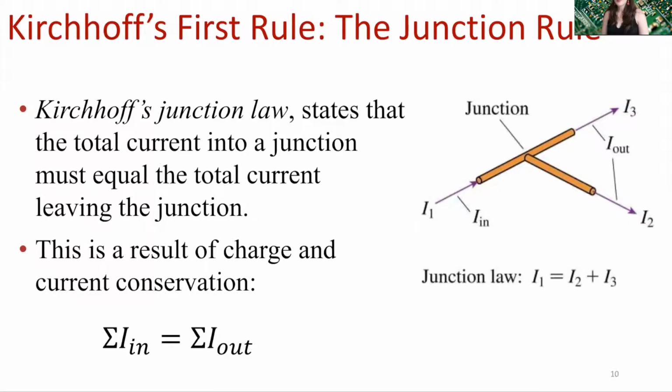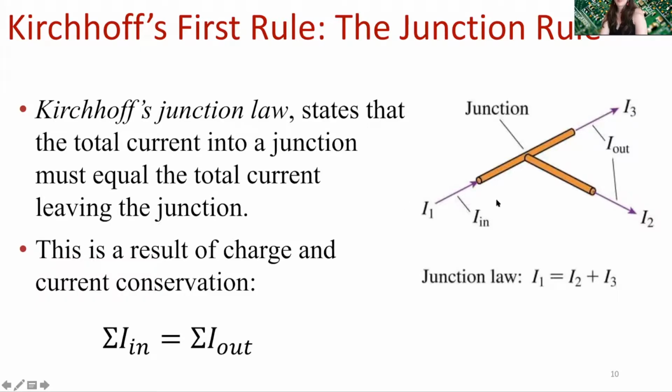Now, the circuits that we are working with are about to get a little bit more complicated, but luckily we have Kirchhoff's rules in order to help us solve some more complicated circuits. Kirchhoff has two rules, and the first one is called Kirchhoff's junction rule or junction law. It states that the total current into a junction must equal the total current leaving the junction.